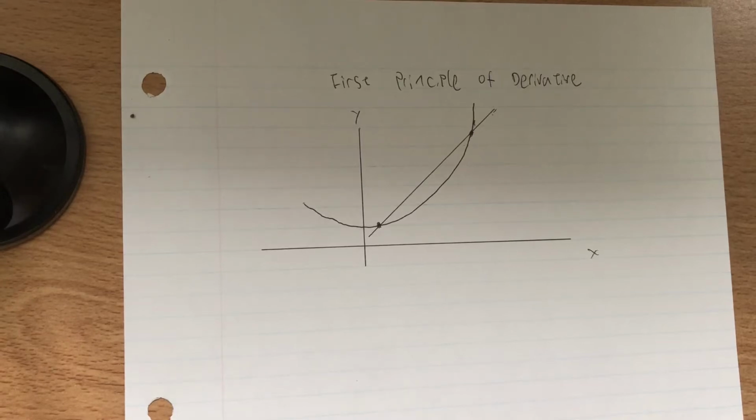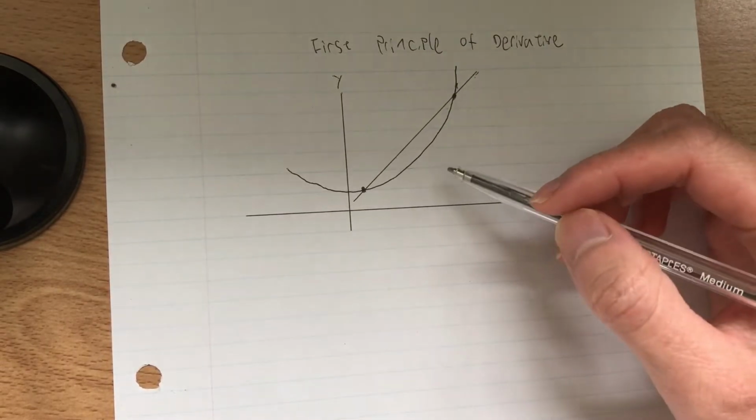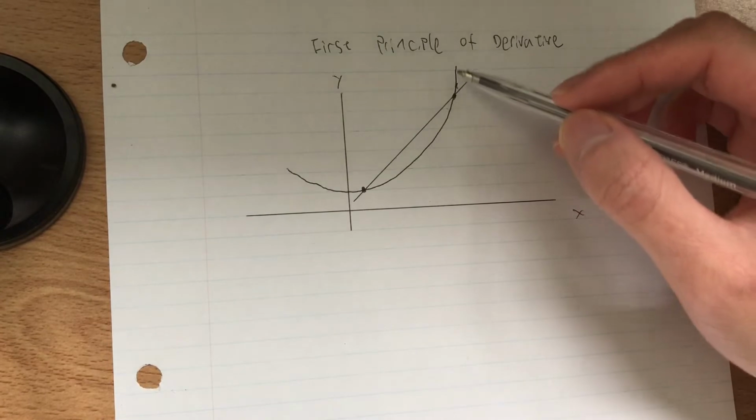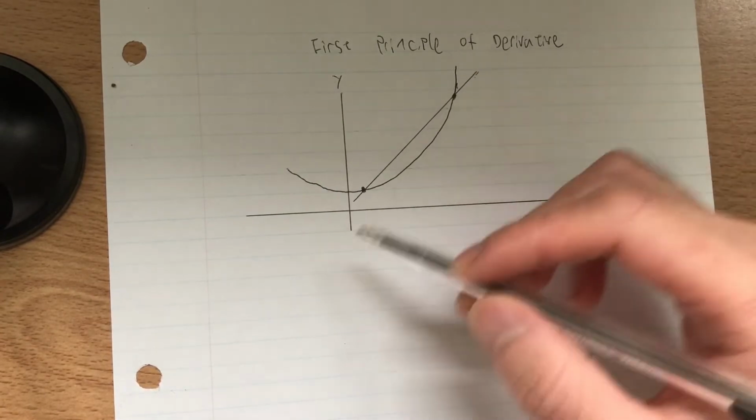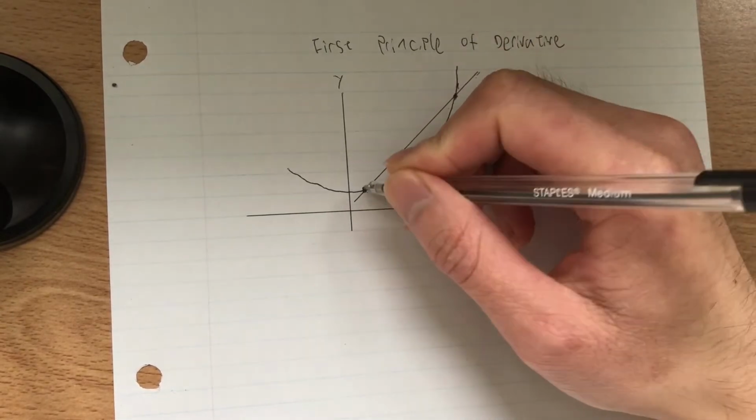Hello, I'm going to start by explaining the first principle of derivative. When you take the derivative of a curve, it gives you the slope of that curve at a particular point. To explain this, I'm going to start with a curve that looks like a parabolic function, and then draw a straight line across 2 points here.